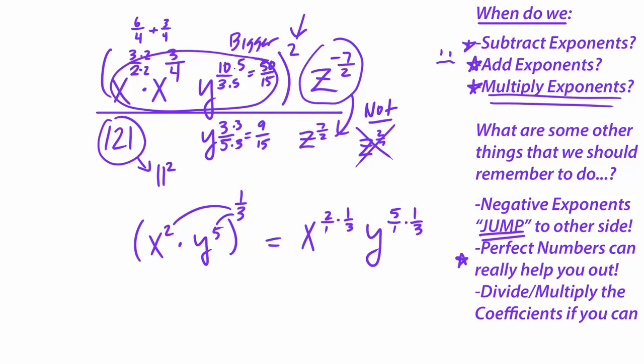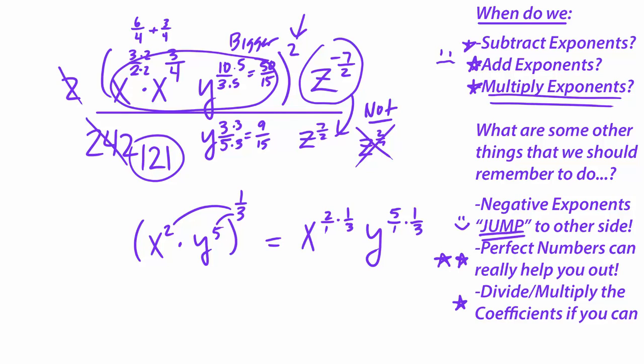Or if you have a situation where maybe it is not 121 but 242, and on the top there is another constant or another coefficient that's 2. Well, these simplify down and you would end up getting 121 because you divide them both by 2, and then just kind of keep looking out for those perfect numbers. So be careful. Dividing and multiplying coefficients can help. Perfect numbers can really help. And then negative exponents, it's a good thing to remember that they just jump.